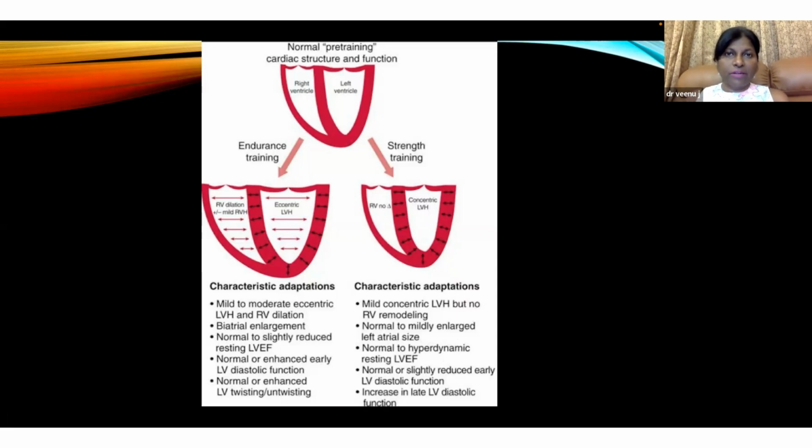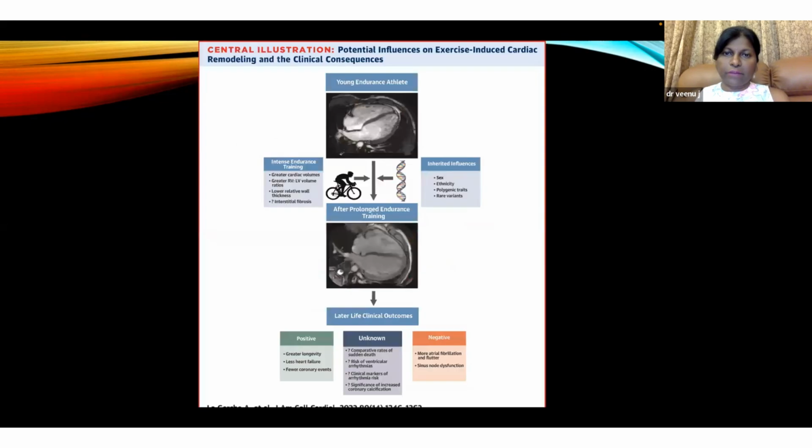So whenever we interpret exercise and heart related changes, we need to see what type of exercise, what duration of exercise, and what intensity of exercise the person is doing. So here we see a person who is an endurance athlete. In the first picture of the cardiac MR, we see the RV and the LV are normal size. Then the person goes through endurance training.